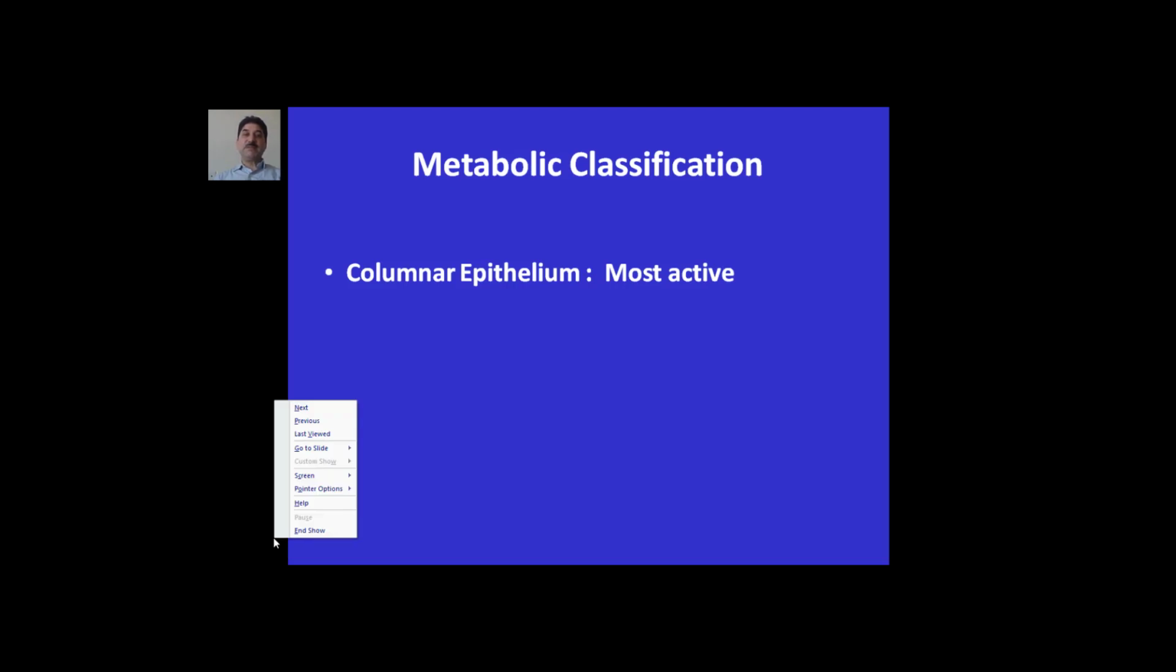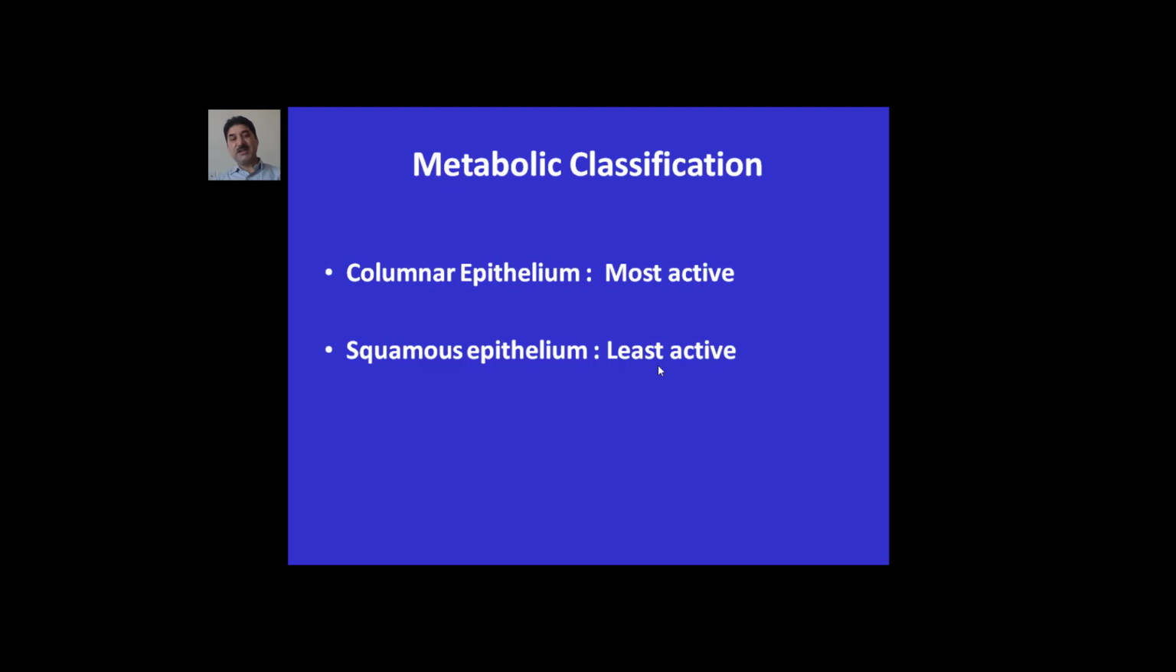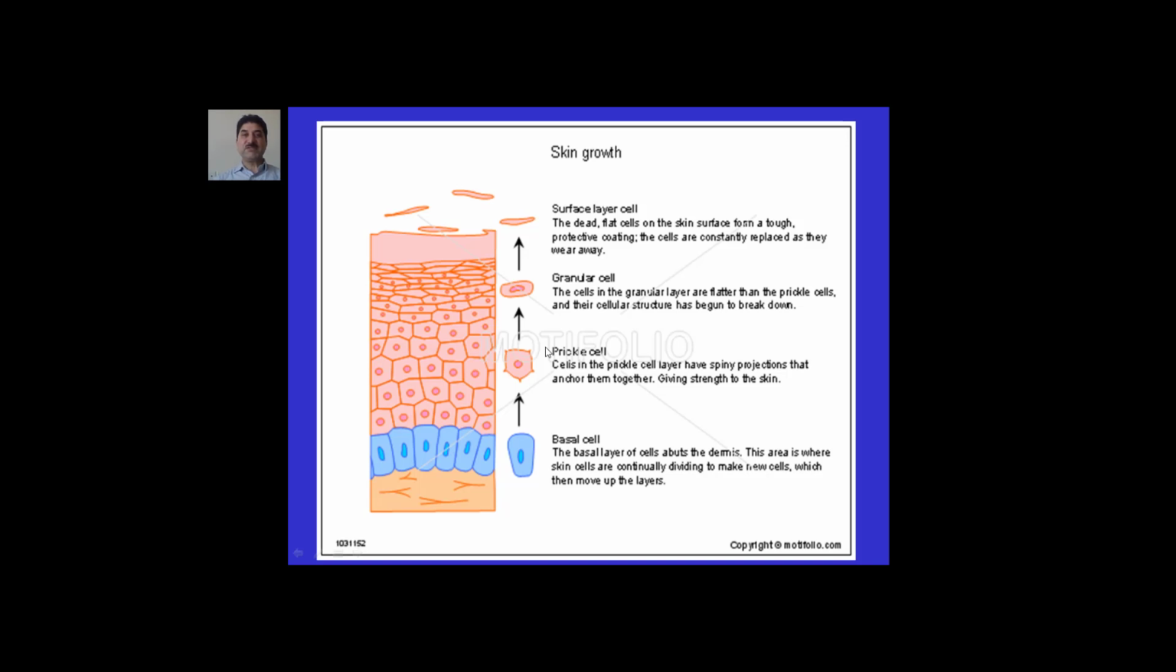Metabolically, the epithelium can be classified, columnar being the most active. Squamous epithelium is the least active, while cuboidal epithelium is intermediate between columnar and squamous epithelium. Now let us take an example of the skin. In the case of skin, the epidermis is composed of the basal layer, and then the second layer is stratum spinosum or prickle cell layer. Then we have the granular cell layer. Above the granular cell layer there is stratum lucidum. Then above that is stratum corneum.